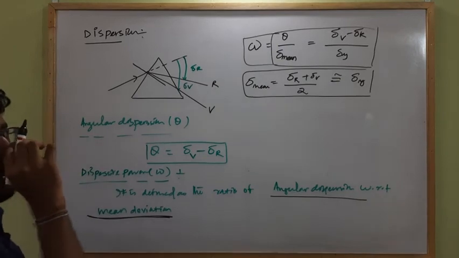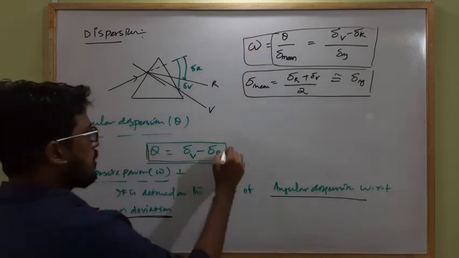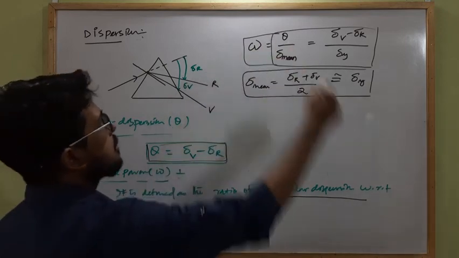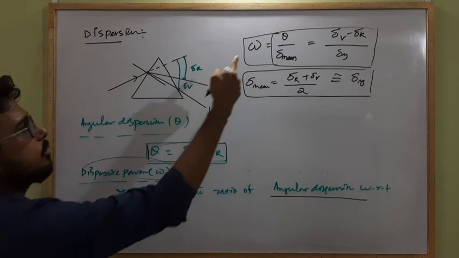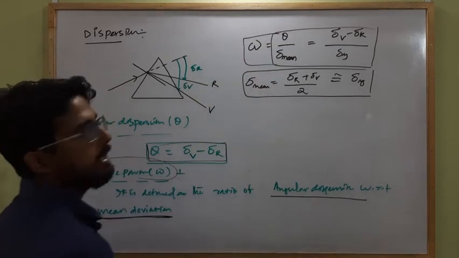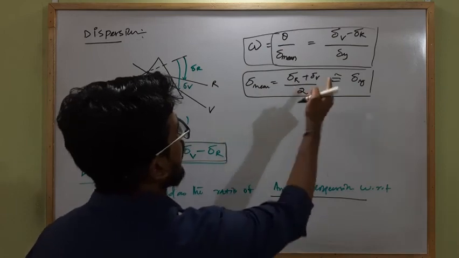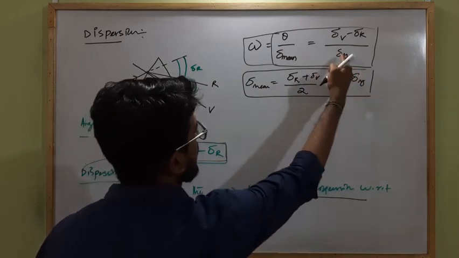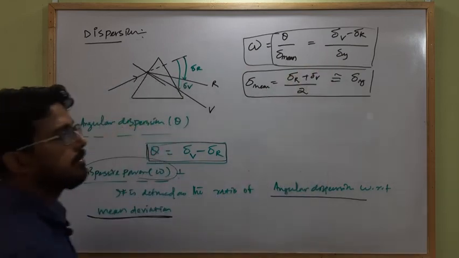Okay, clear? So this is the angular dispersion, delta V minus delta R, and this is the dispersive power omega, which is equal to angular dispersion by mean deviation, or delta V minus delta R by delta Y, if delta Y is the mean deviation, or else we can take the average of delta R and delta V.